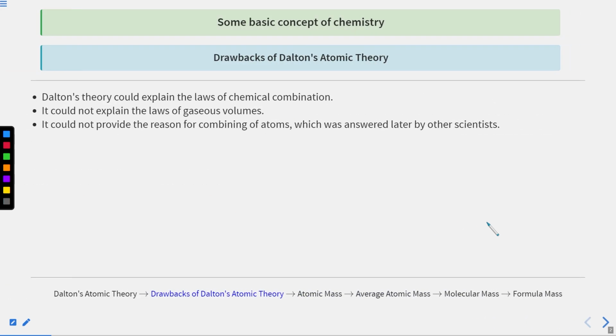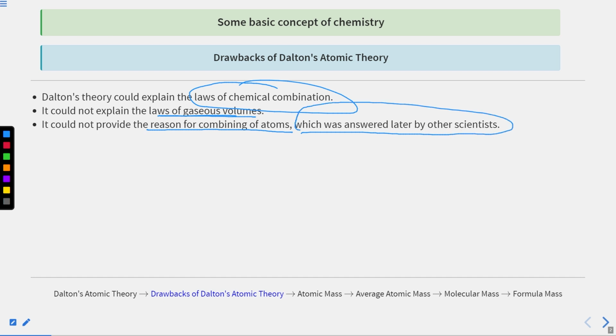Now what was the drawback of Dalton's atomic theory? He could not explain the laws of chemical combination. Also, he could not explain the law of gaseous volumes, and he could not provide the reason for the combining of atoms, which was answered later by other scientists. So he said that atoms will combine, but he did not give any validation for that.